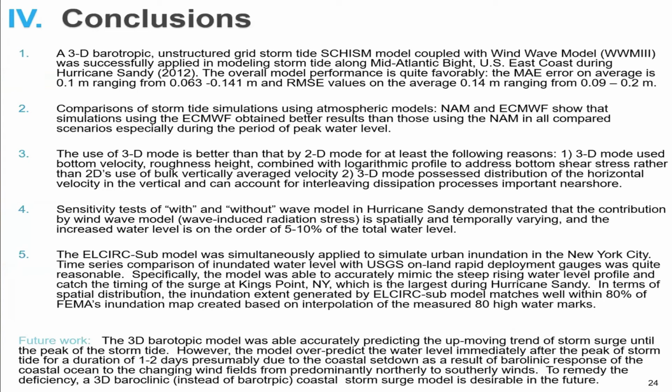The maximum absolute error is about 0.1 meter, and the root mean square is about 0.14 meter. And the second point is comparing using different atmospheric models, NAM and ECMWF, showing that ECMWF obtained better results than those using NAM. Number three is 3D mode versus 2D mode.